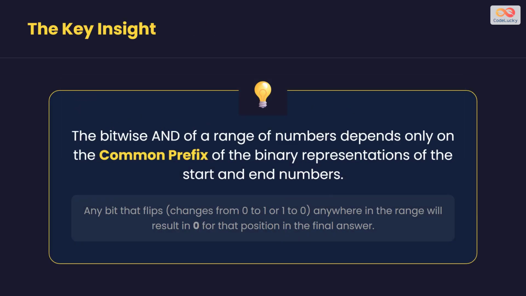To solve this efficiently, we need a key insight. The bitwise AND of a range depends entirely on the common prefix of the binary representations of the start and end numbers. Think about it. If we move from one number to the next, the bits on the right side change frequently. If a bit flips from 0 to 1 or 1 to 0 at any point in the range, the AND operation for that bit position will effectively become 0.